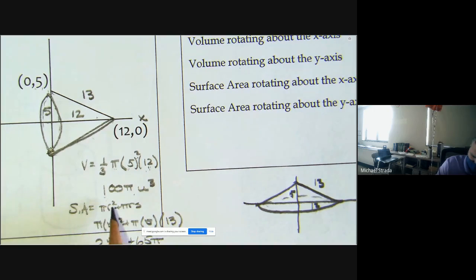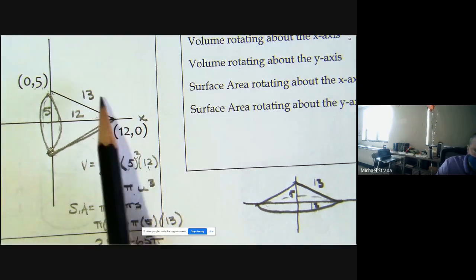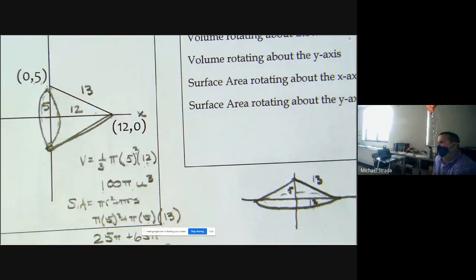Surface area is pi r squared plus pi rs. The radius, once again, is 5 times pi 5. Where on earth did that 13 come from? Slant height. And where did the value of the slant height come from? What theorem? Pythagorean theorem, or a Pythagorean triple? This is special, or special right? No. Be careful when you say special right triangle. Triples.